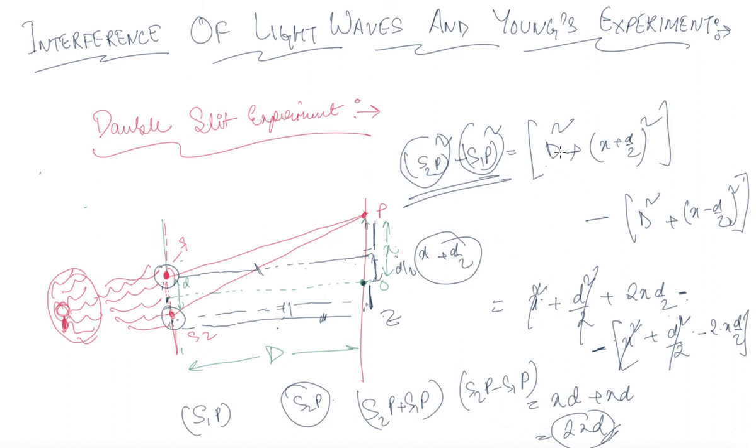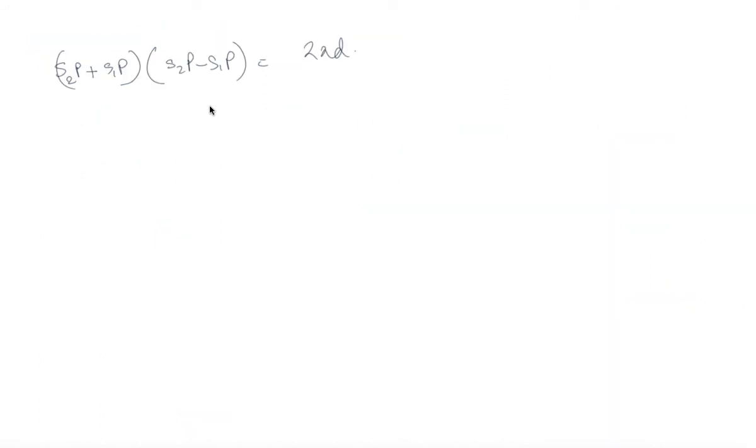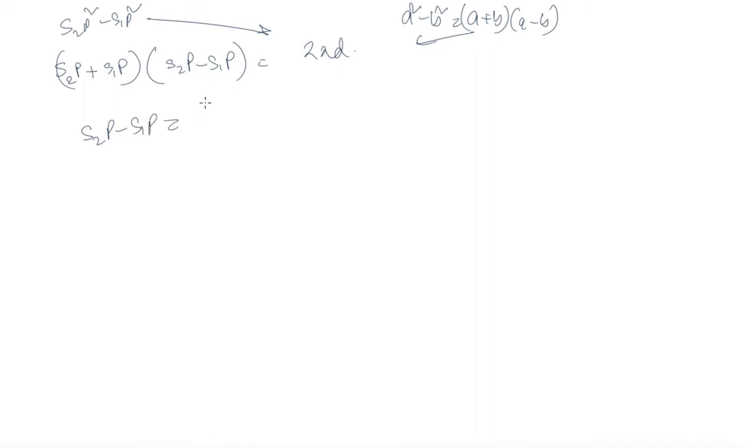So let's do this calculation in the next part. This is the derivation, or the final result that we had. Because we proved that S2p square minus S1p square is equal to twice xd. So breaking this into a square minus b square, which is equal to a plus b into a minus b, this is our breakdown. Now if you look closely, what is S2p minus S1p? This is actually equal to twice xd into S2p plus S1p.